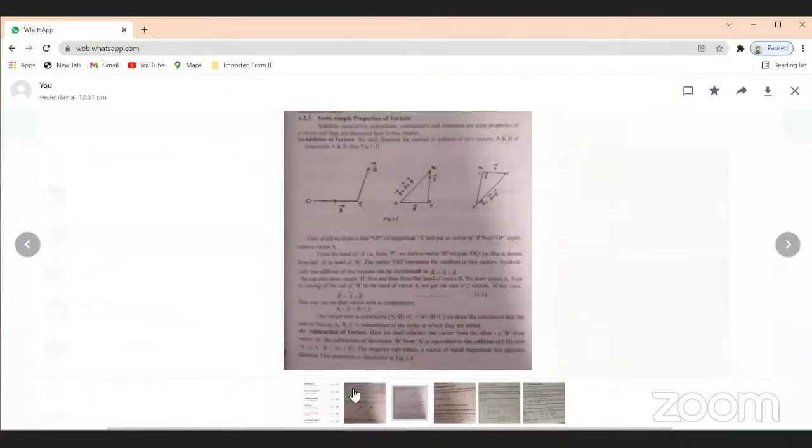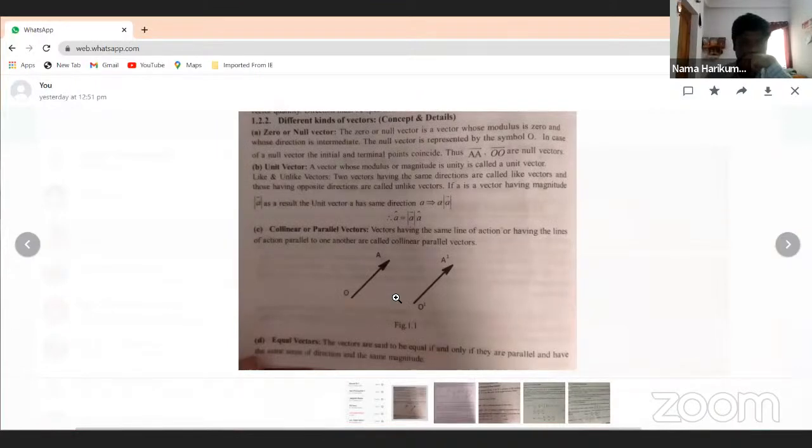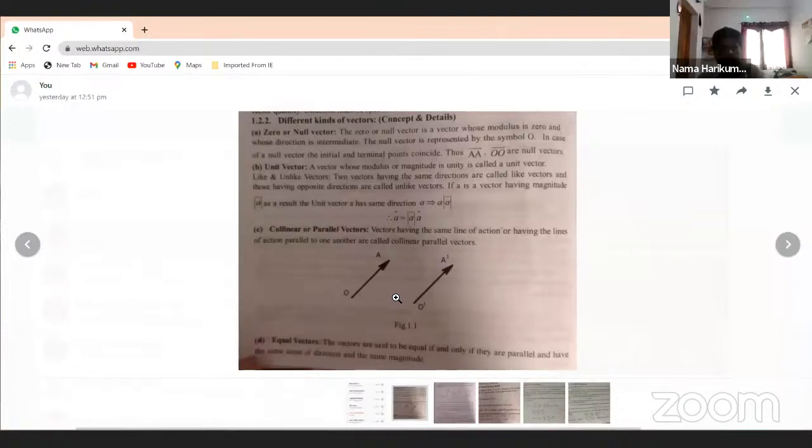Clear, sir. Okay, right. Can you write the definition once? What is the difference between parallel vector and equal vector? Parallel vectors have different direction and magnitude, whereas equal vectors have the same direction and magnitude, sir. Okay, right. You can write it.